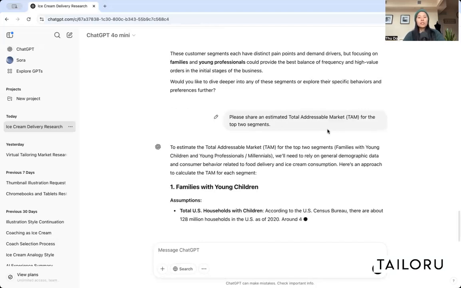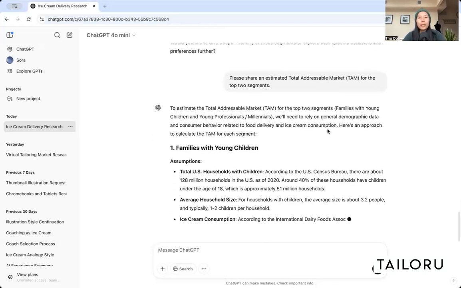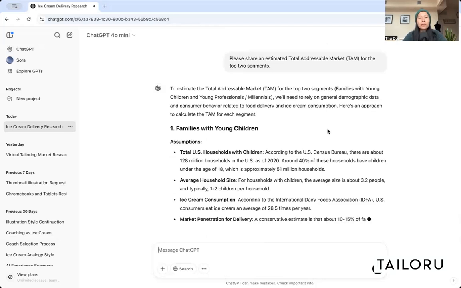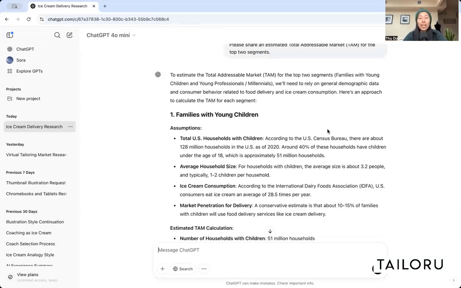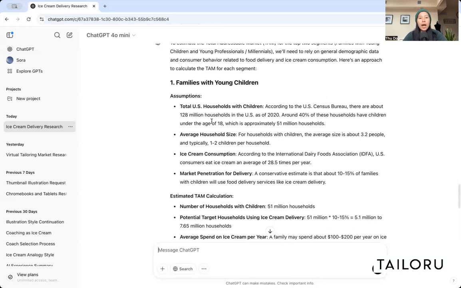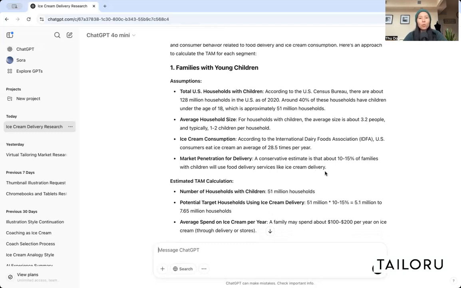So let's see. Right here, ChatGPT is doing some quick desk research. And this is something that generative AI is particularly good at, which is to draw from existing data, surface patterns, and form insights from those patterns. For the first audience, families with young children, I'm seeing that the total households are about 128 million. The ice cream consumption is about 28 times a year. And then I'm seeing that about 10 to 15% of these families will use food delivery services like ice cream delivery.